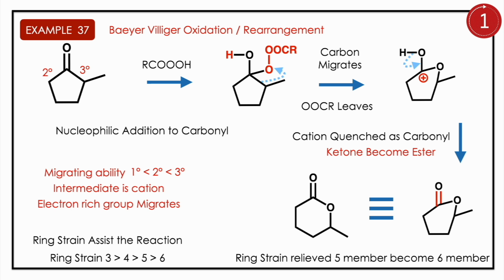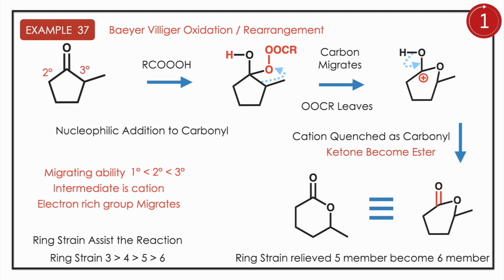First step will be the nucleophilic addition on the carbonyl. You have a new C-O bond and a new OH bond. The addition leads to an unstable carbon because it is attached to many heteroatoms. So a carbon has to migrate. Which carbon migrates? According to migrating ability, the electron-stabilizing carbon migrates. Here you have secondary and tertiary, so tertiary has the highest priority. It migrates towards oxygen.